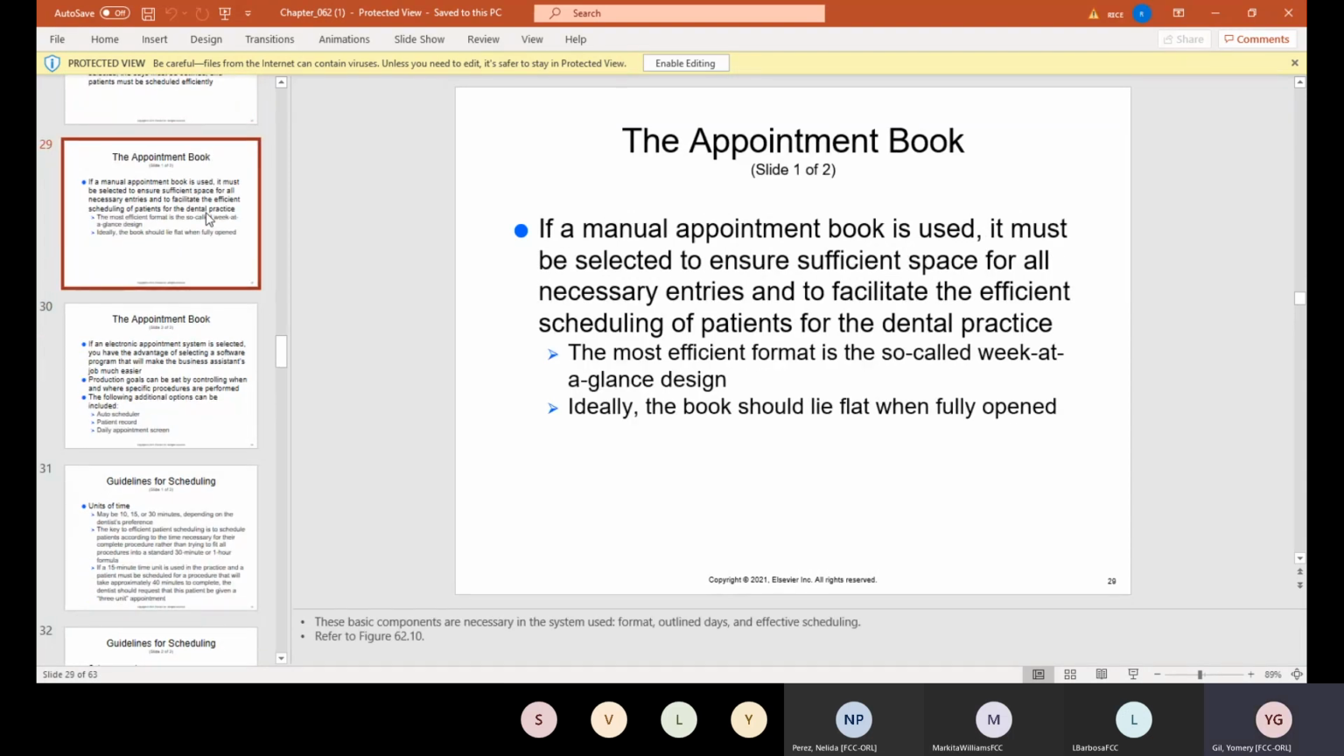The appointment book. If a manual appointment book is used, it must be selected to ensure sufficient space for all necessary entries and to facilitate the efficient scheduling of patients for the dental practice. The most efficient format is the so-called week at a glance design, and ideally the book should lie flat when fully opened.